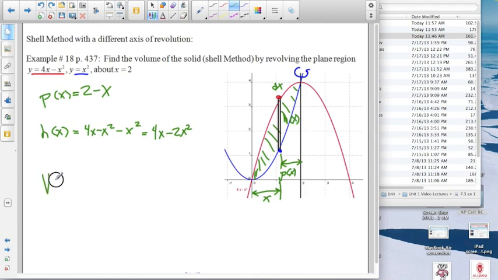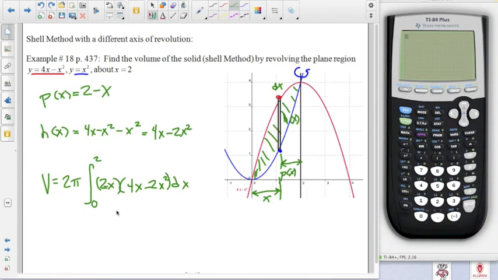To write the expression now for the volume, it really is a matter of plugging this information into the formula. We know we're going to integrate from here to here, so that's going to be from 0 to 2. And then it's p of x times h of x. So it's 2 minus x times 4 minus 2x squared. And that can be FOILed. This is the expression for the volume.